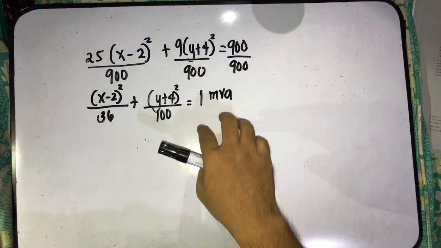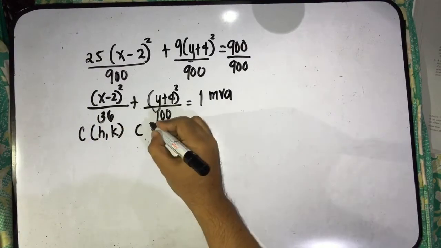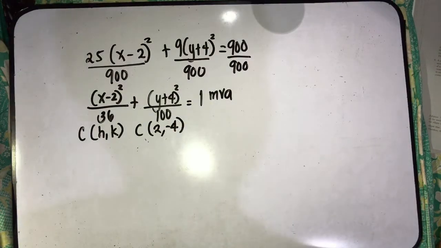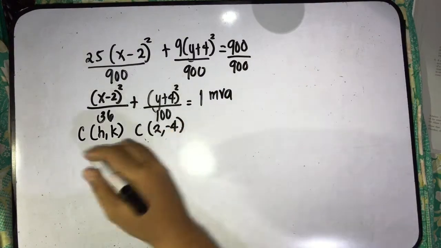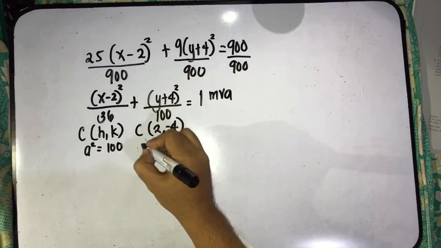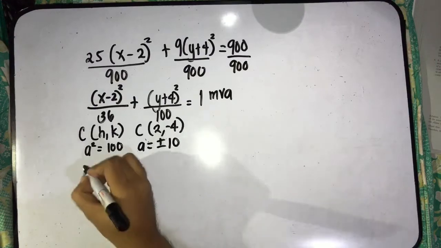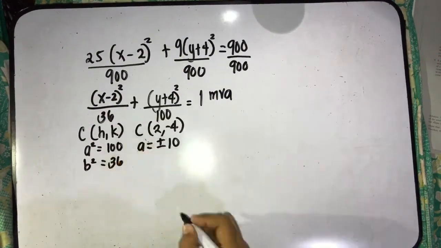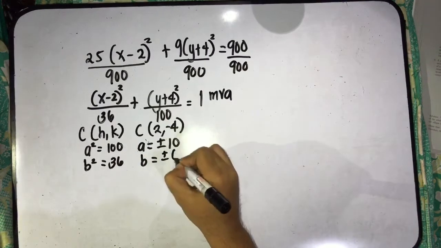Okay, if that is the major vertical axis, where is the center? The center is located at h and k. Therefore, the center will be at positive 2 and negative 4. We all know that the major axis is the vertical and a squared is 100. A now should be plus minus 10. Okay, is this clear? Okay, while b squared now will be for the minor axis, and that becomes 36. Therefore, b is equal to the square root of 36, and that is plus minus 6.